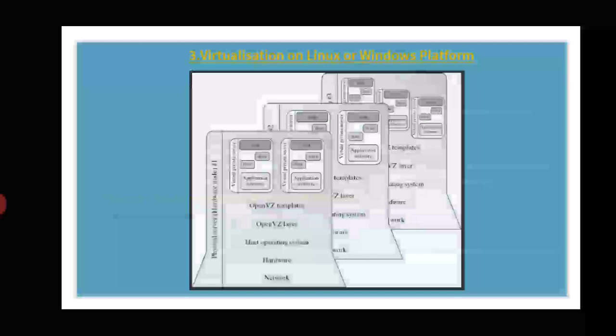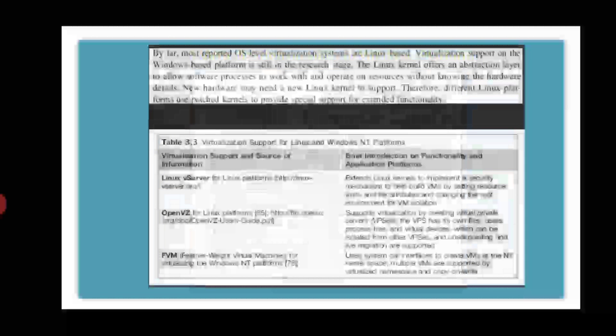This is the diagrammatic representation of virtualization on Linux or Windows platform. It shows the physical server, the open virtualization templates, layers, and the host operating system, with the inbuilt hardware, network and storage devices. It looks like a diagrammatic representation. We have to explain virtualization on Linux or Windows platform.